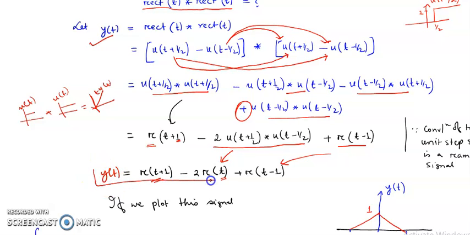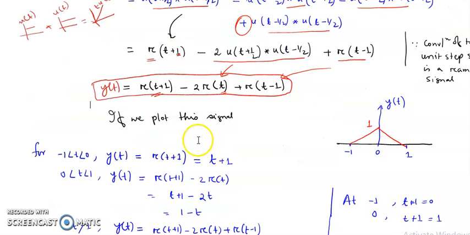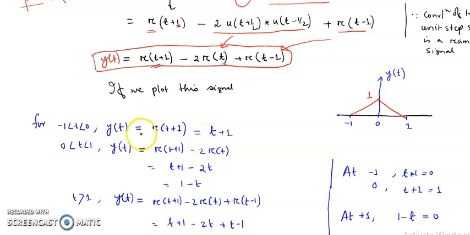Now we can show that this equation y(t) represents a triangular signal. For showing that, we can plot the signal like this. We know that for r(t) it is t u(t). For r(t plus 1) it is a shifted version, so this line becomes t plus 1, and for r(t minus 1) it becomes t minus 1, like that.